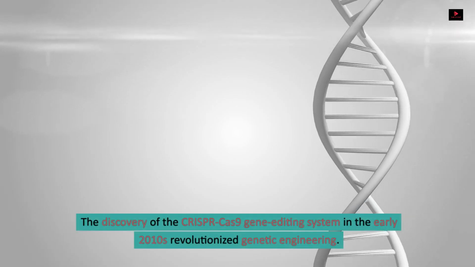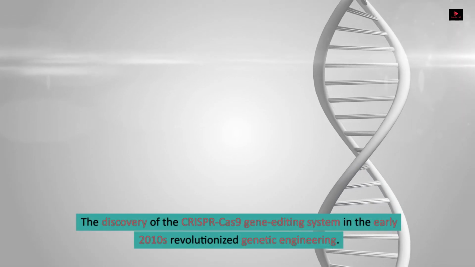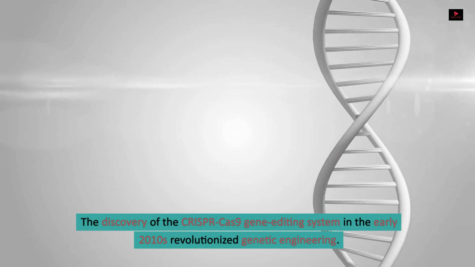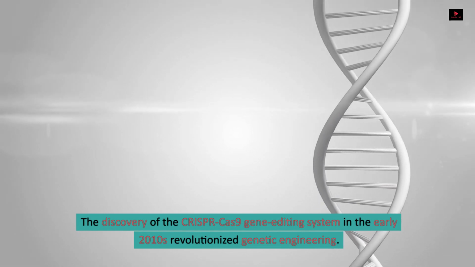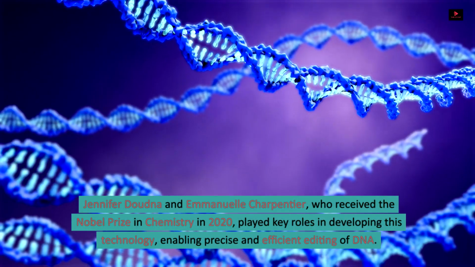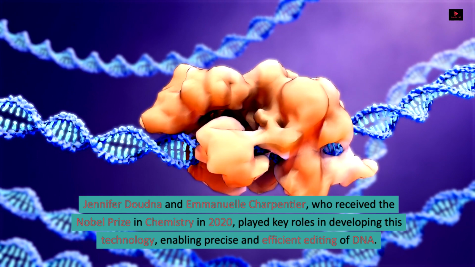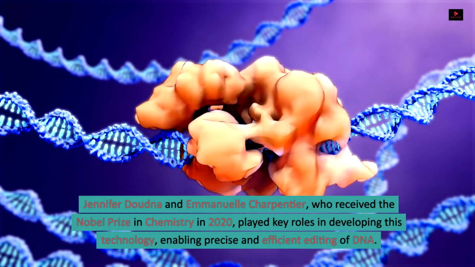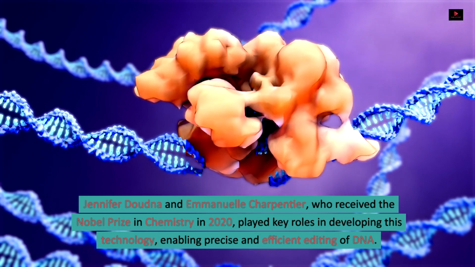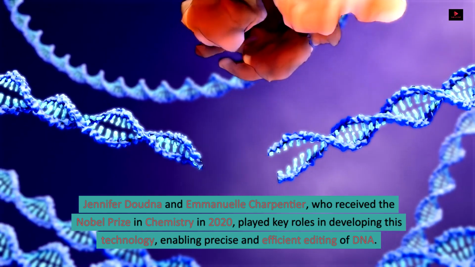CRISPR-Cas9 gene editing, 2010s. The discovery of the CRISPR-Cas9 gene editing system in the early 2010s revolutionized genetic engineering. Jennifer Doudna and Emmanuelle Charpentier, who received the Nobel Prize in Chemistry in 2020, played key roles in developing this technology, enabling precise and efficient editing of DNA.